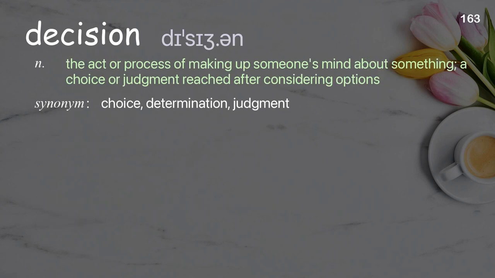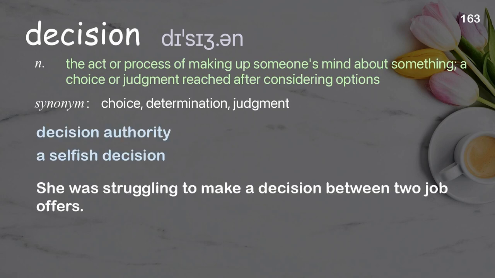Decision: the act or process of making up someone's mind about something, a choice or judgment reached after considering options. Examples: decision authority. A selfish decision. She was struggling to make a decision between two job offers.